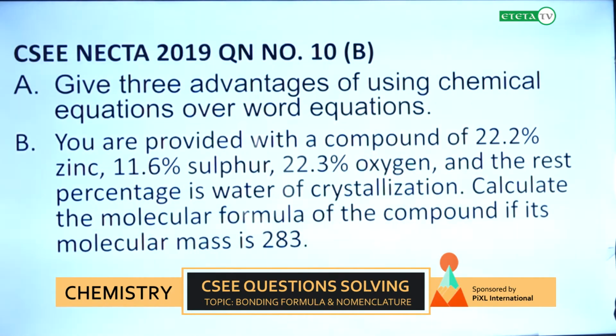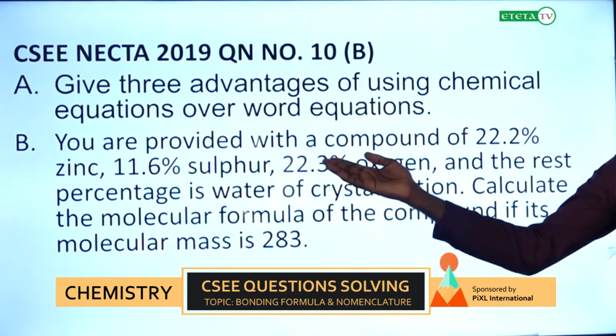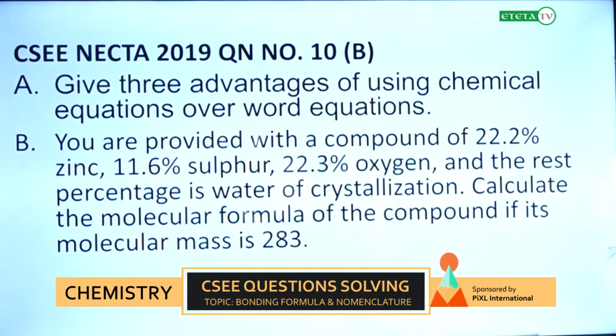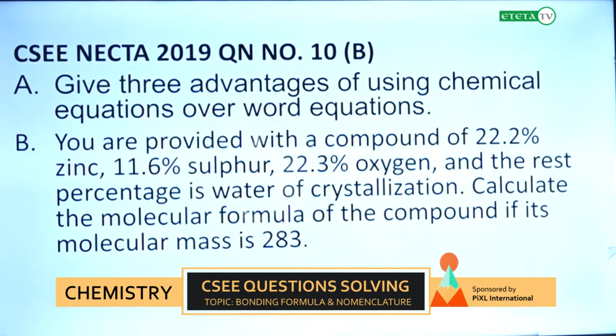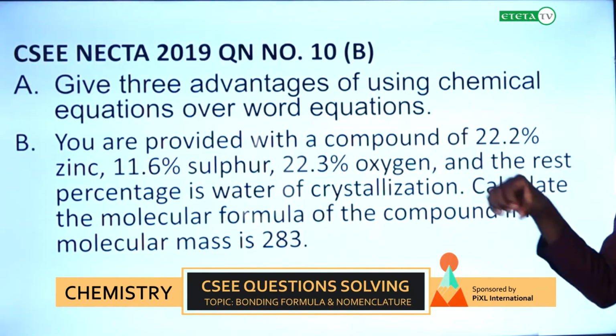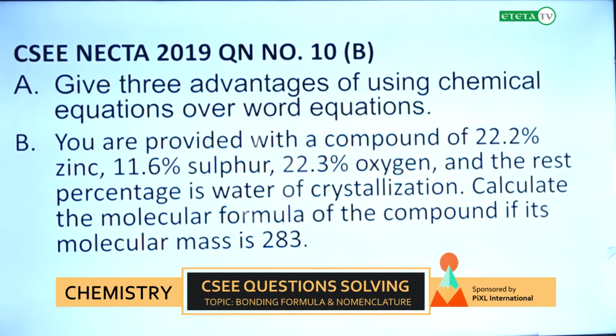B says, you are provided with a compound of 22.2% zinc, 11.6% sulfur, and 22.3% oxygen, and the rest percentage is water of crystallization. Calculate the molecular formula of the compound if its molecular mass is 283. So here you have 2 questions, question A and B, in question number 10.